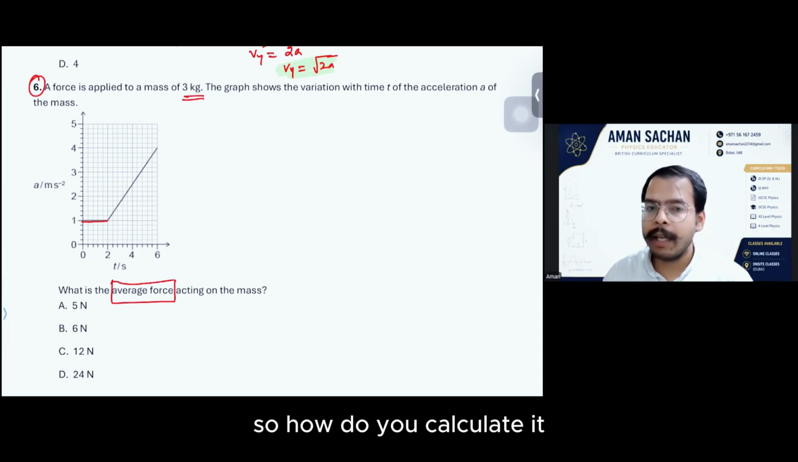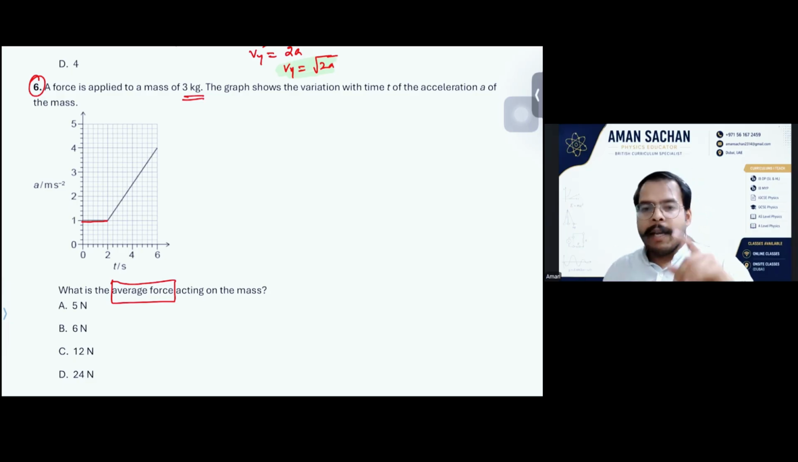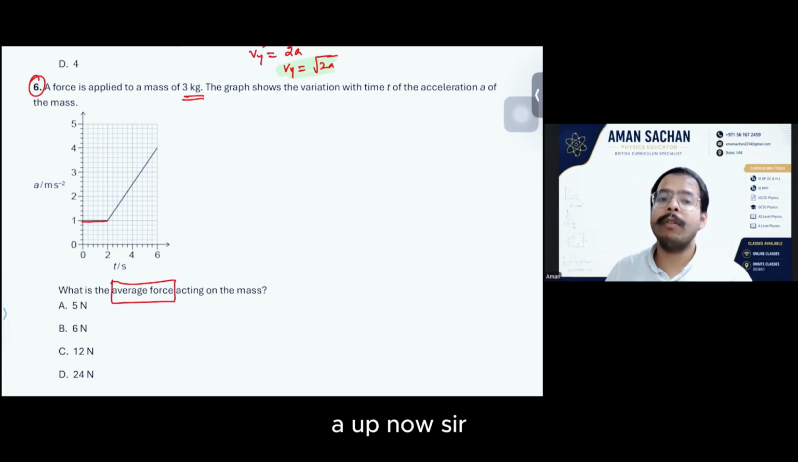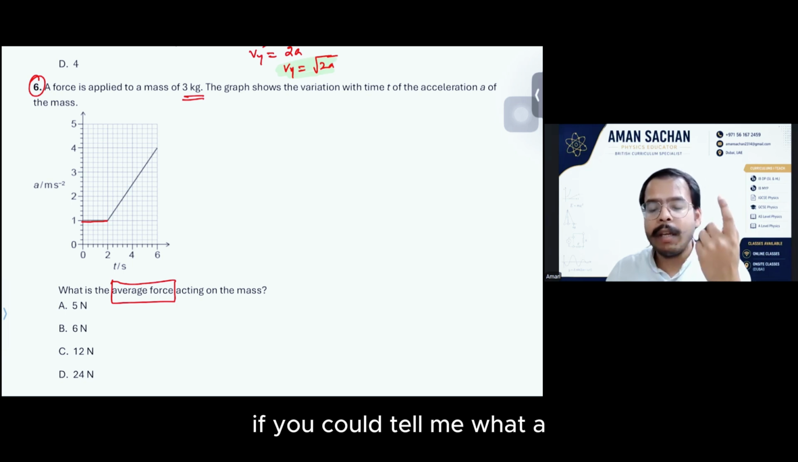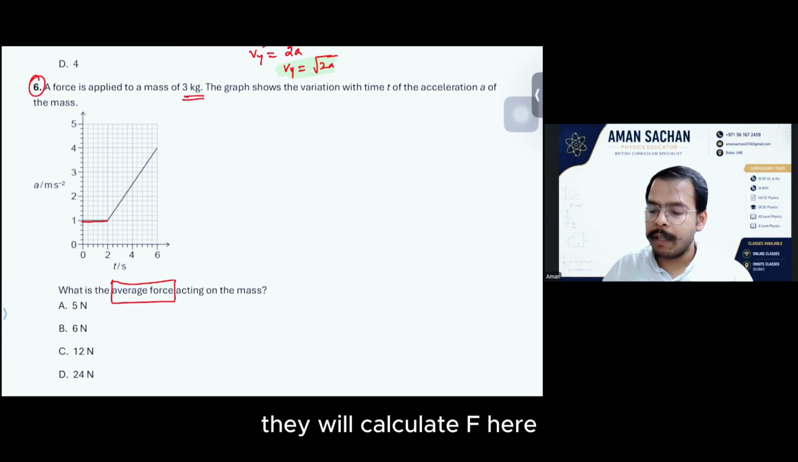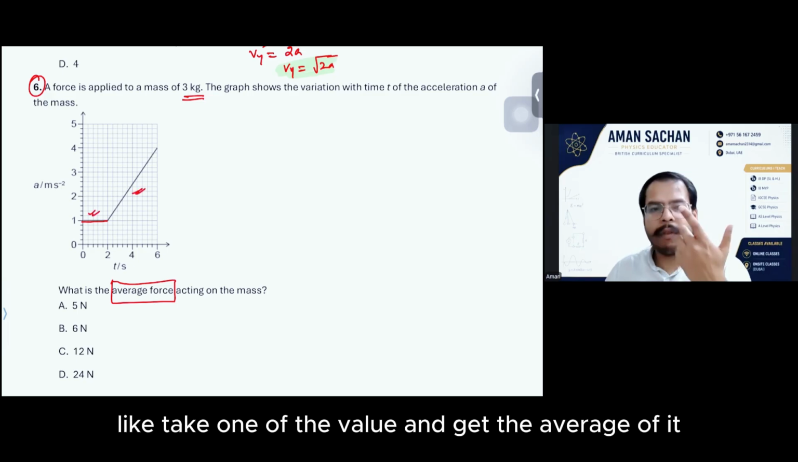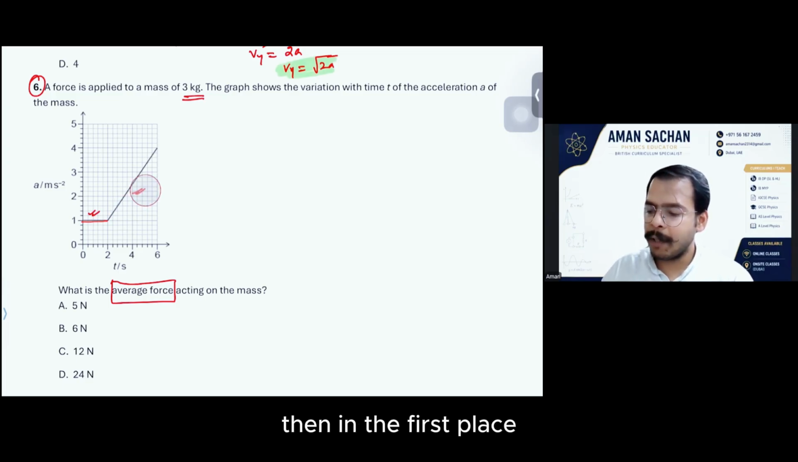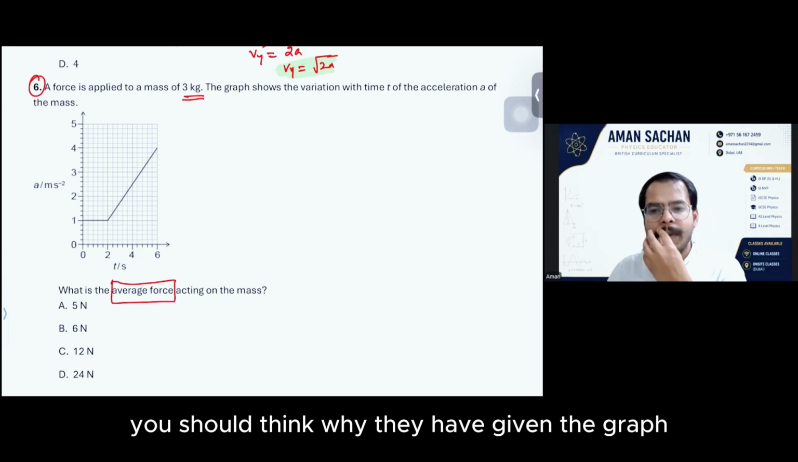So how do you calculate it? Understand. Most of the people will get the force from F equals to ma. Now, sir, F equals to ma, but a changes. So they will calculate F here, then they will calculate F here, take one of the values and get the average of it. That is completely wrong. Why have they given the graph then?